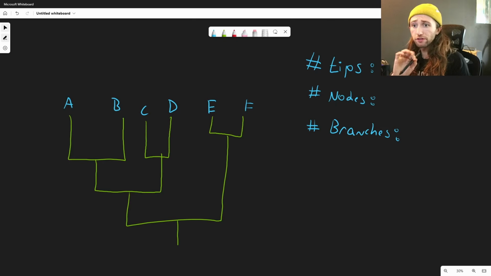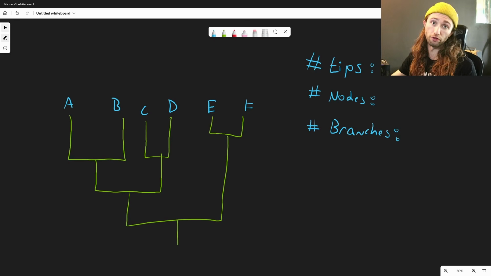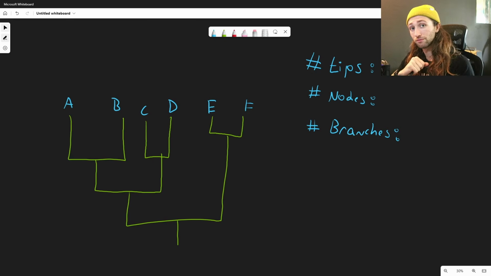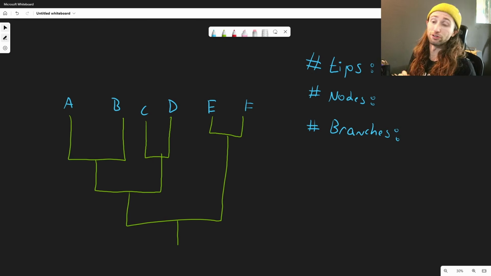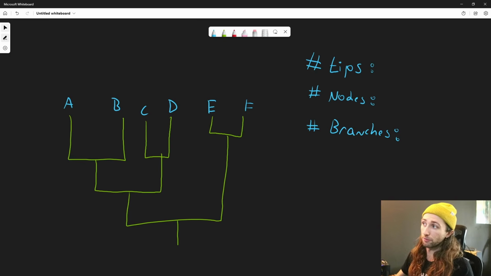This is a relatively straightforward one. All I want you to do is tell me the number of tips on this tree, the number of nodes on this tree, and the number of branches on this tree. I'll give you a little bit of time to pause, but let's now jump into it. So what we have here is a very simple phylogeny, but let's start with just the number of tips.